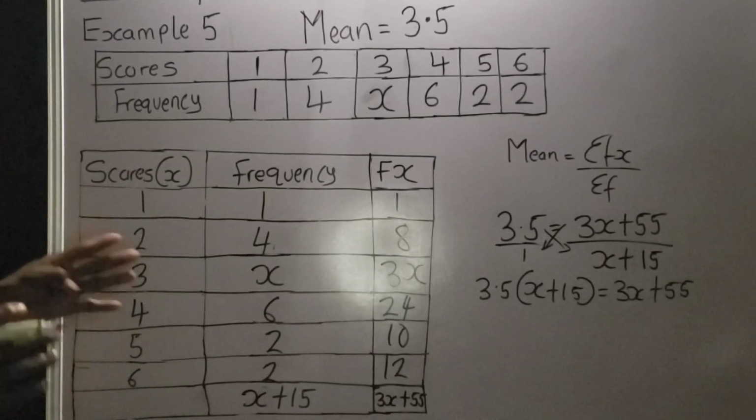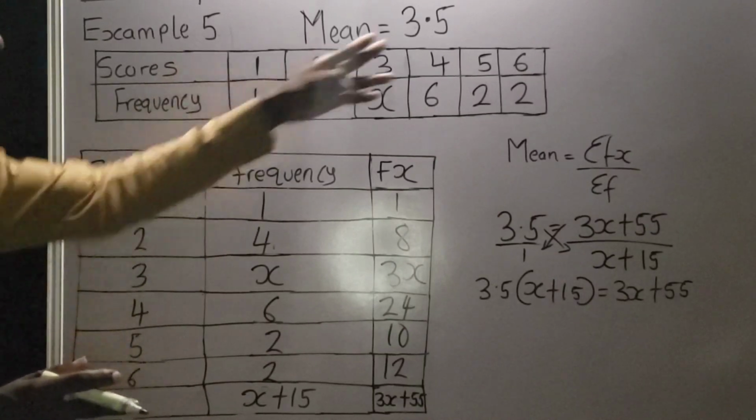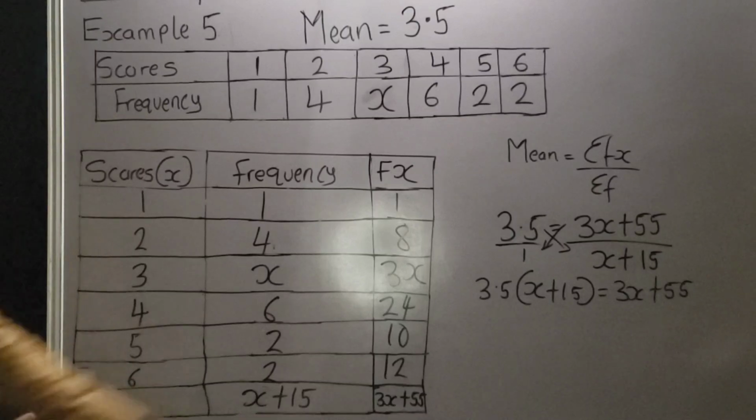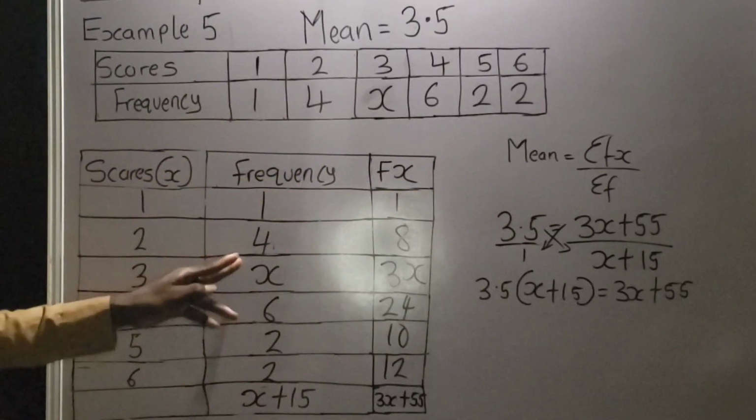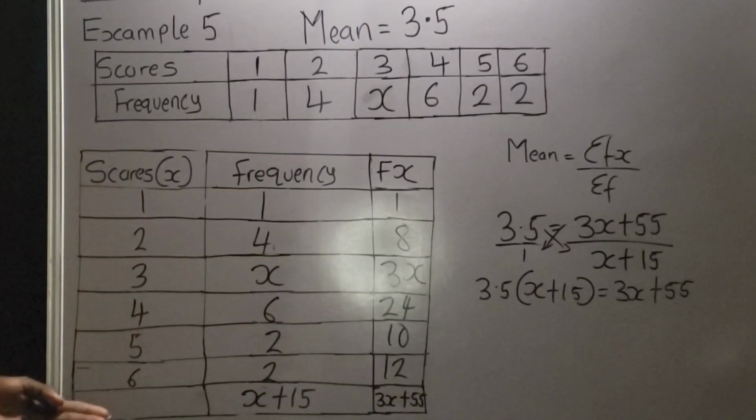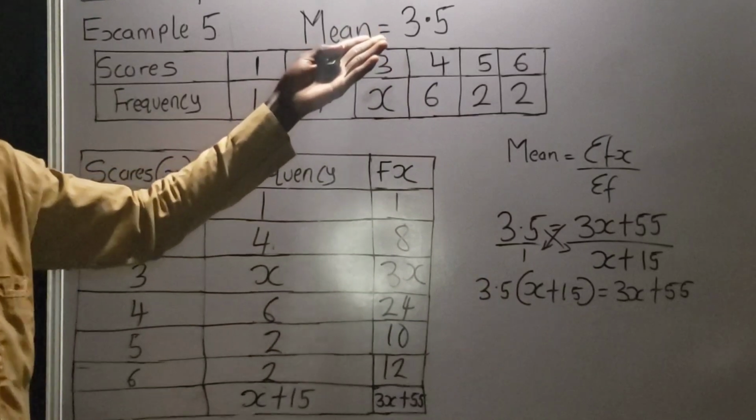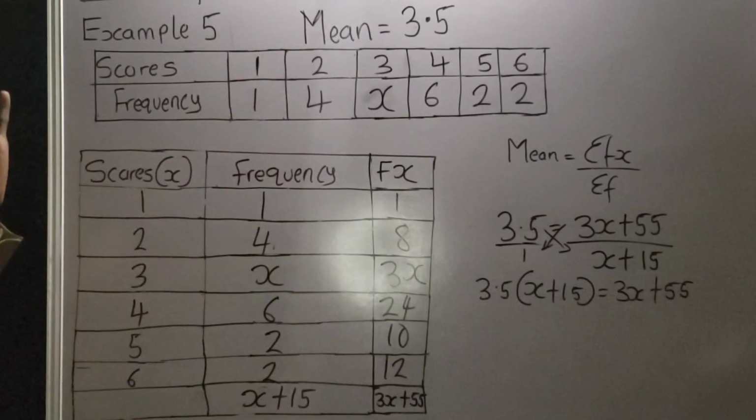Are you getting it? Don't forget, from the question, we have been given that the mean of this frequency distribution is what? 3.5. And the formula of mean is given by this, summation fx all over summation f. Now, we are asked to calculate the value of x. In order to calculate the value of x, we have to make use of the mean formula. Why? Because we have been given the mean of the frequency distribution, and that's all I've done, okay?